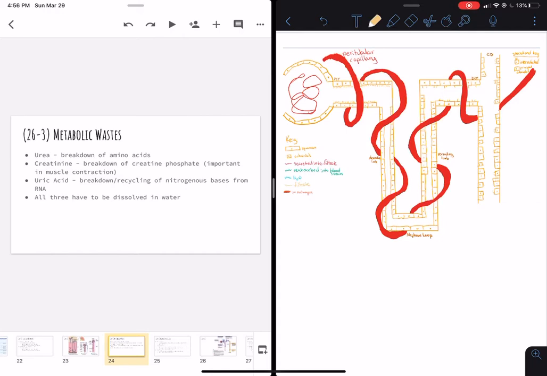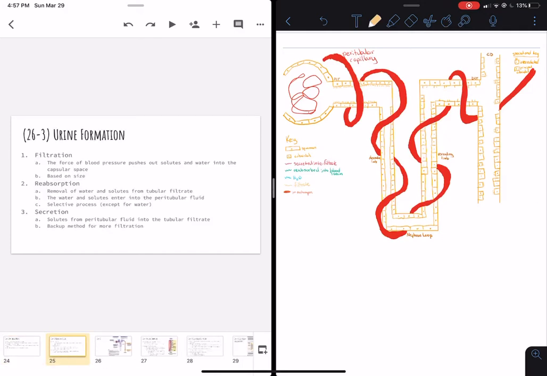We always normally break down some amounts of creatinine, like there's a normal level in your blood at any given time. But if you have too much in your urine, then that could be a sign of problems with the skeletal system. So that's why you'll take the urine test in order to determine creatinine levels. Uric acid, this is the breakdown and recycling of nitrogenous bases from RNA. So this is something that's happening all the time in all of our cells, and we don't really have a reason to keep uric acid, so we dispose of it in urine. But all three don't like being by themselves. They have to be dissolved in water so that way they're not toxic to the surrounding epithelium as they leave.